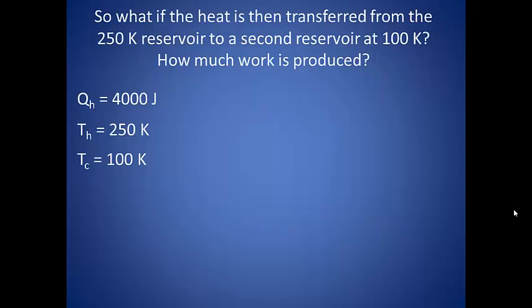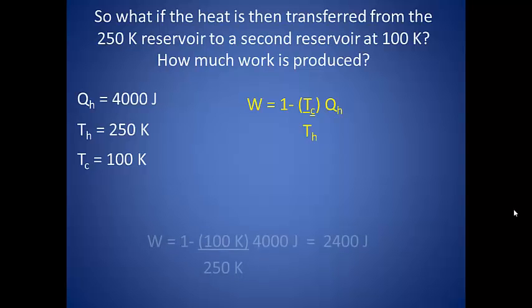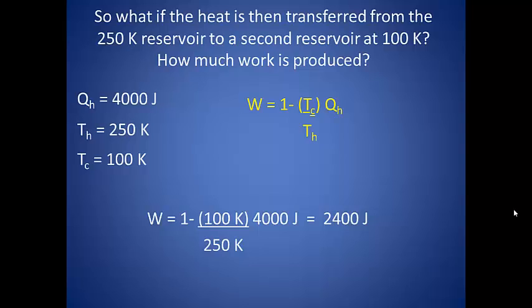So what if the heat is then transferred from the 250 Kelvin reservoir to a second reservoir at 100 Kelvin? How much work is produced? Well, we are looking for the work output again, so we can set up our problem the same way. Again, with the order of operations, we end up with 2,400 joules of work done in the second stage by this engine. So the same heat transfer results in 933 joules less work in the second process.